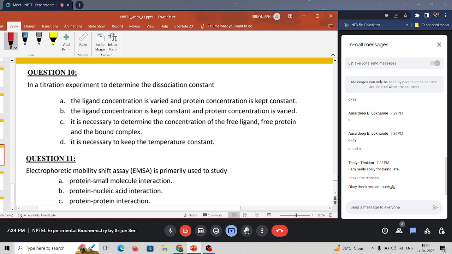So the question says, in the titration experiment to determine the dissociation constant, what are we looking forward to in a titration experiment to determine the dissociation constant?